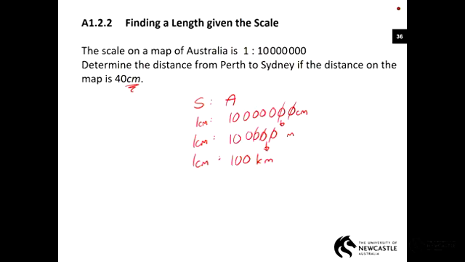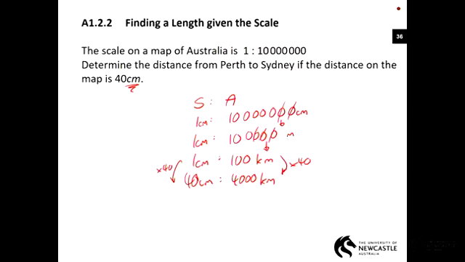But what was the question asking? Asking about 40 centimetres. Well, if 1 centimetre is that, surely I've just got to times by 40. And 100 times 40 is 4,000. There it is. The distance is 4,000 kilometres, roughly, from Sydney to Perth.